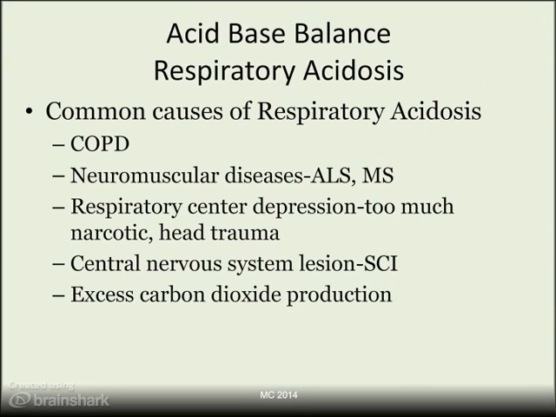So respiratory acidosis, this is probably what we'd see most commonly, because anything that causes the patient's respirations to be decreased or depressed will cause respiratory acidosis. So COPD patients, patients with neuromuscular disorders like Lou Gehrig's disease or multiple sclerosis, patients who have respiratory center depression, lots of times it's because we've given them too much narcotic or if they've had a head trauma. Patients with central nervous system lesions or spinal cord injuries, people who have conditions where there's excessive carbon dioxide production. Those are when we'll see patients develop respiratory acidosis.